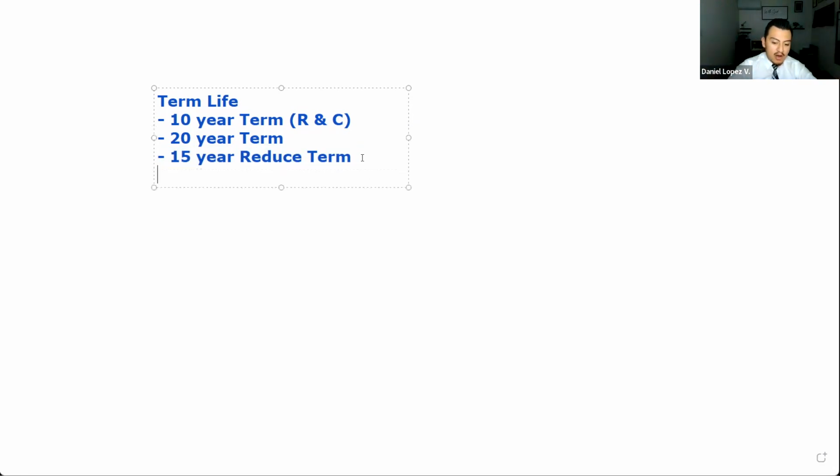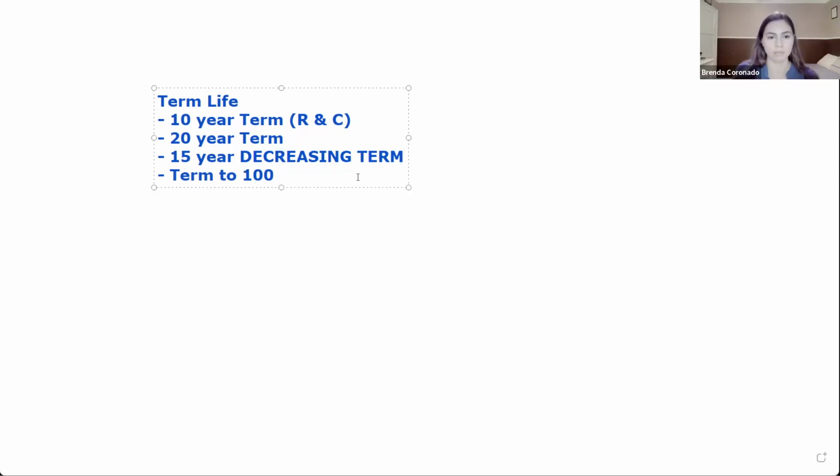Okay. We also offer a term to 100. This means that the client can get this term and it expires at the age of 100. Okay. And then, thanks for that. Let me correct the terms here. Called decreasing term, not reduced, to be technically correct.